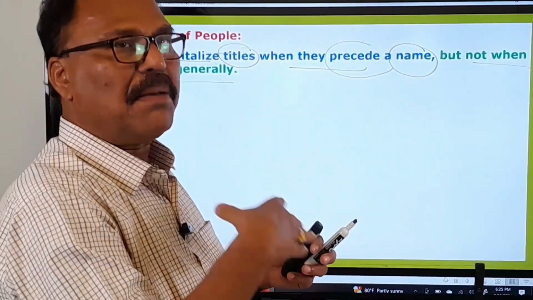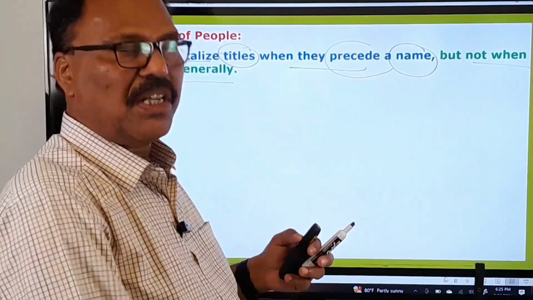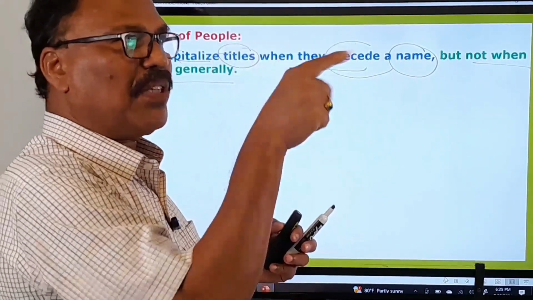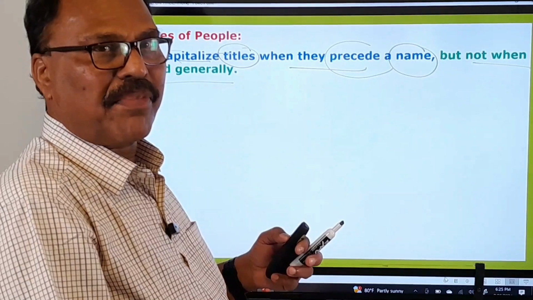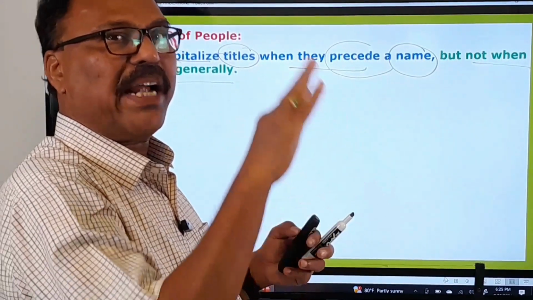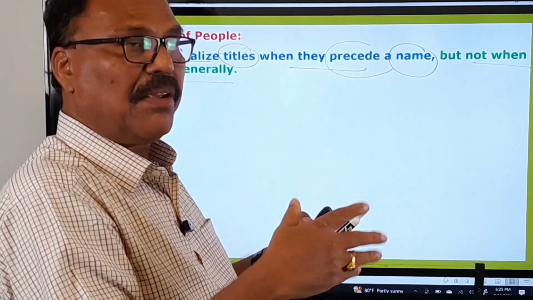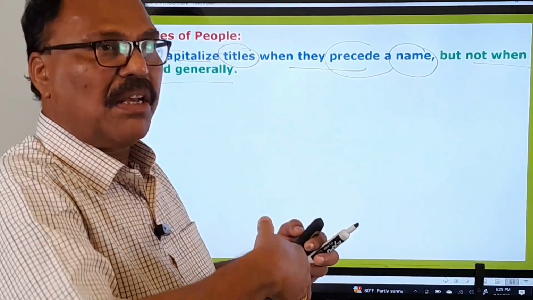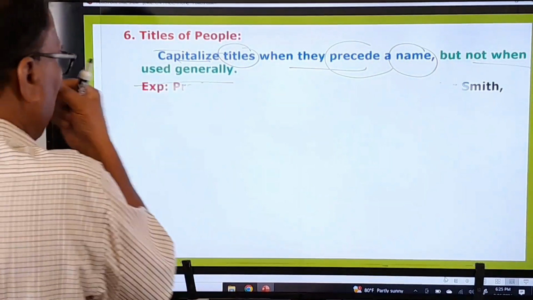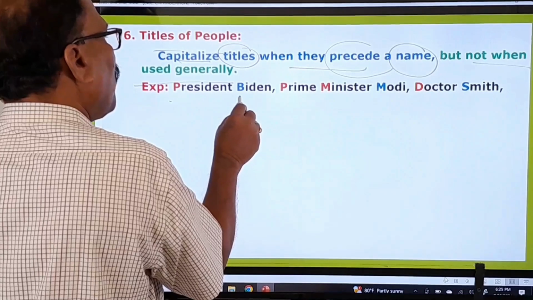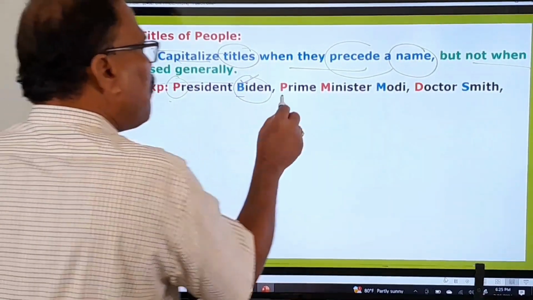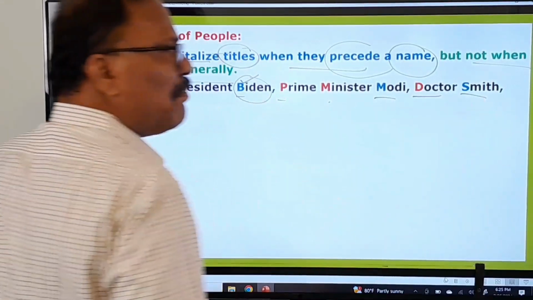Titles means President, Prime Minister, Chief Minister. Prime Minister Modi. Before this Modi, we are using this title, Prime Minister Modi. President Murmu, President Biden. If you use this President or Prime Minister or Chief Minister in a general sense, then you should not capitalize them. Here you pay attention. President Biden, this is a proper name, that's why it's capitalized. President Biden, Prime Minister Modi, Dr. Smith, Professor Joshua.